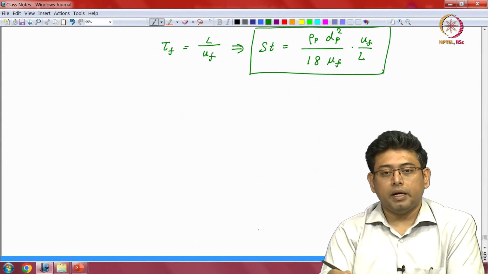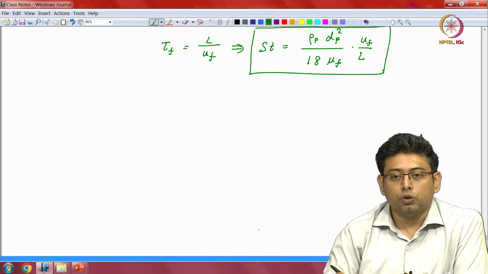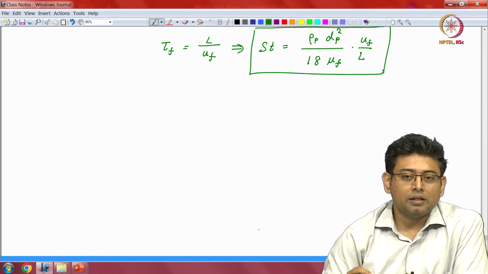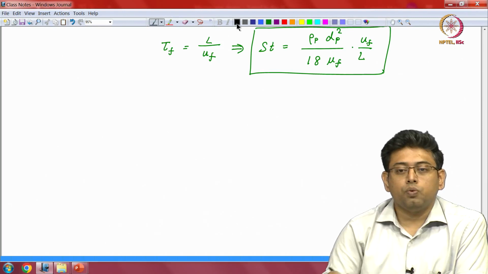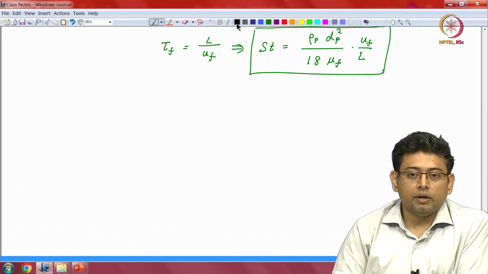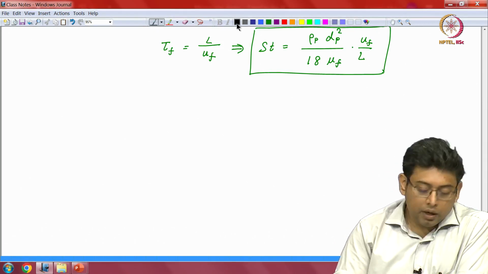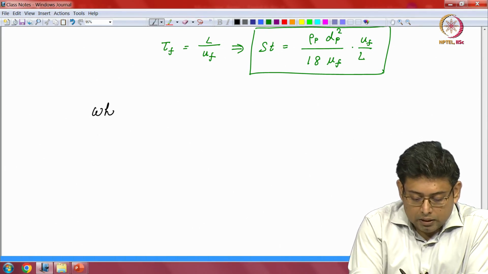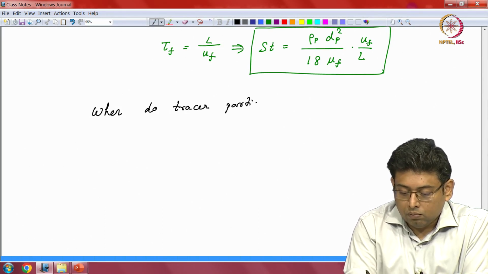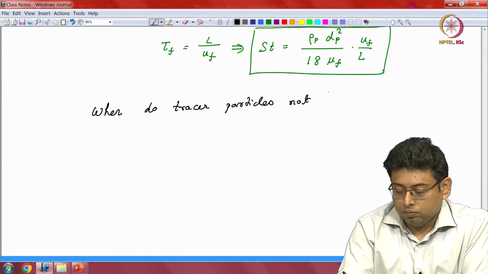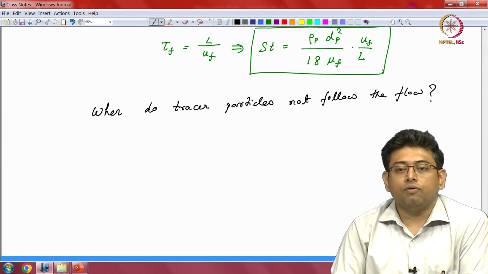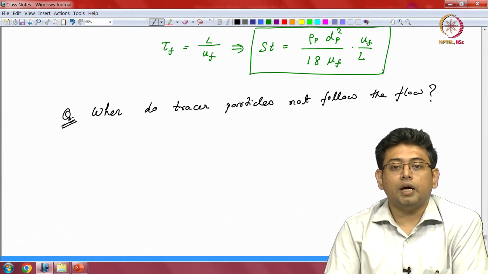Now, this is a very mathematical way of describing the suitability of a tracer particle, but one should also have an intuitive understanding of the tracer particle's relevance. So, let us have a quick rundown of some of the intuitive problems that we might face when we have tracer particles in a flow. The question we are asking is: when do tracer particles not follow the flow? By the flow, I already mean the underlying flow field, so that is sort of understood.